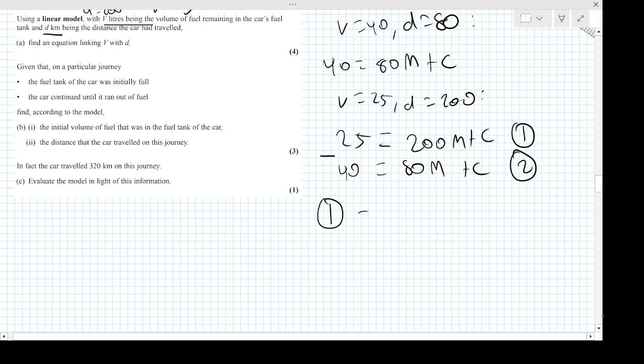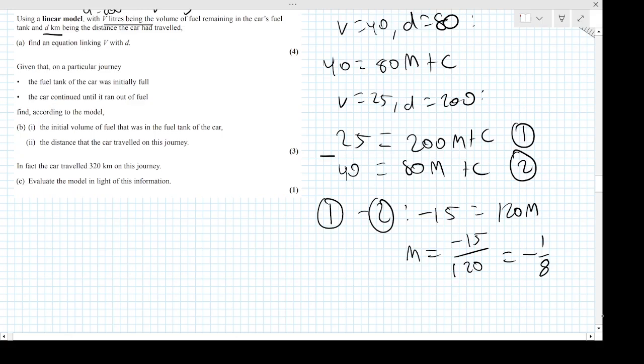So if I do say 1 take away 2, well, 25 take away 40 is minus 15. Then 200m take away 80m is 120m. Then c take away c is 0. So that's what I'm left with. Well, that I can just divide by 120 to get m, because then m is minus 15 over 120, to then get an eighth. Okay, that goes to minus an eighth. Cool. Okay, well now I've got m, I can substitute it back into either of these equations.